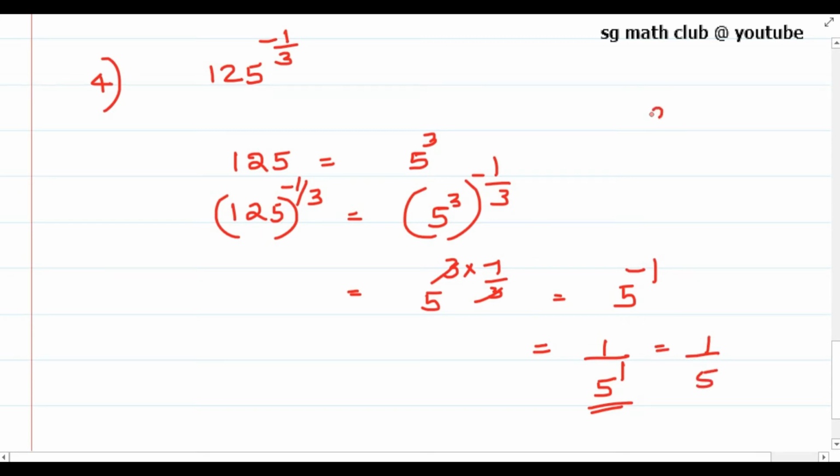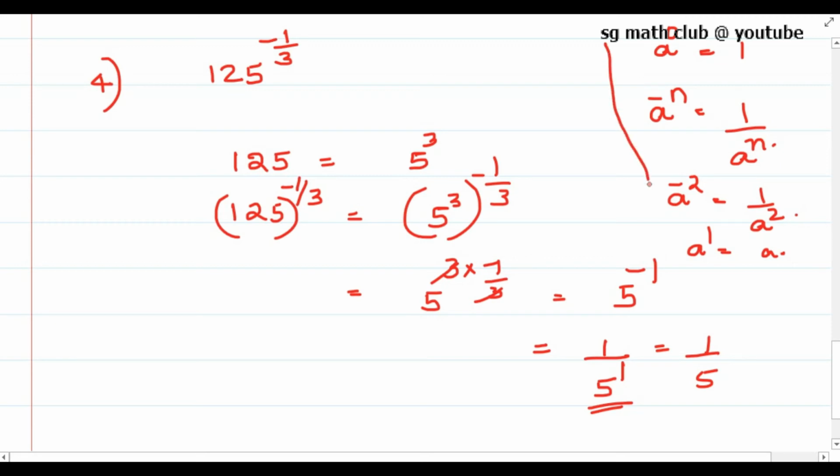because we know that a to the power of minus n is 1 by a to the power of n, or a to the power of minus 2 I can write as 1 by a square. And also we know a to the power of 0 is 1 and a to the power of 1 is a. So you have to keep all these things in your mind when you are doing this type of problems.